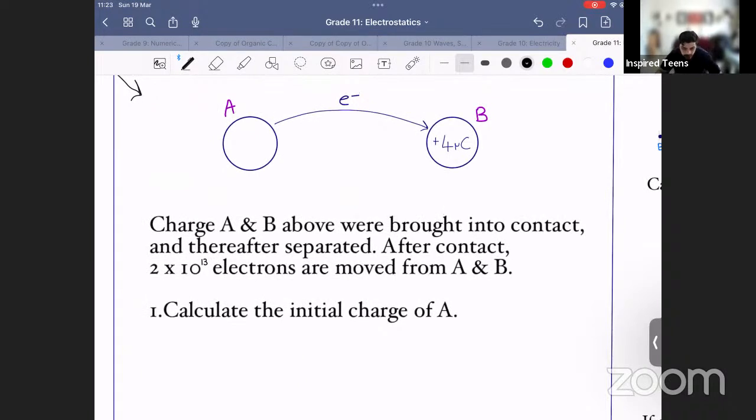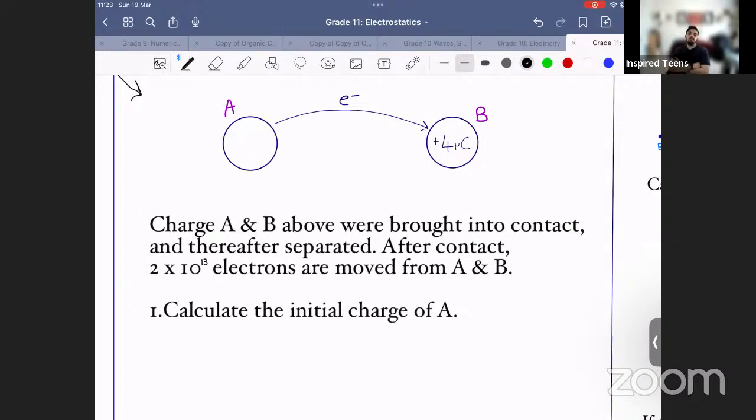So we have charge A and charge B, okay? And the description of the question says charge A and B above were brought into contact and thereafter separated. They were brought into contact, they were made to touch basically, and thereafter separated. After contact, 2 times 10 to the 13 electrons are moved from A to B.